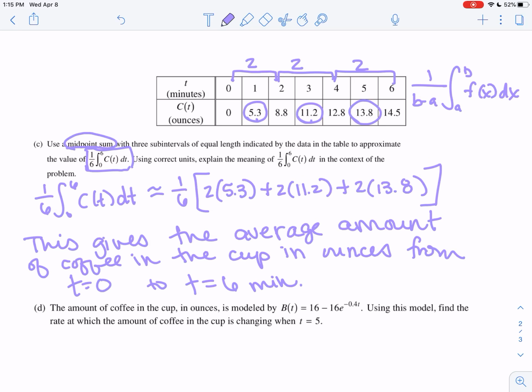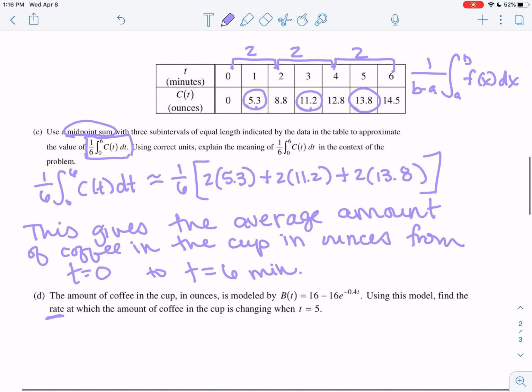All right, part D, the amount of coffee in the cup in ounces is modeled by B of t, which is given by 16 minus 16e to the negative 0.4t. Using this model, find the rate at which the amount of coffee in the cup is changing when t equals 5. Well, rate, instantaneous rate, is what? It's the derivative, right? All right, so our goal here is to find b prime of 5.